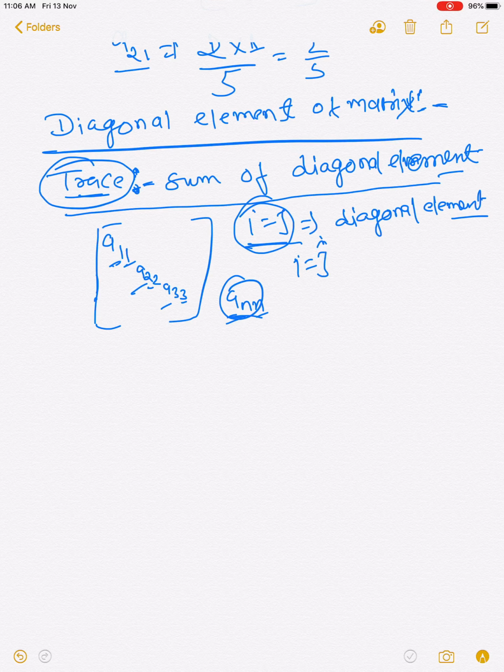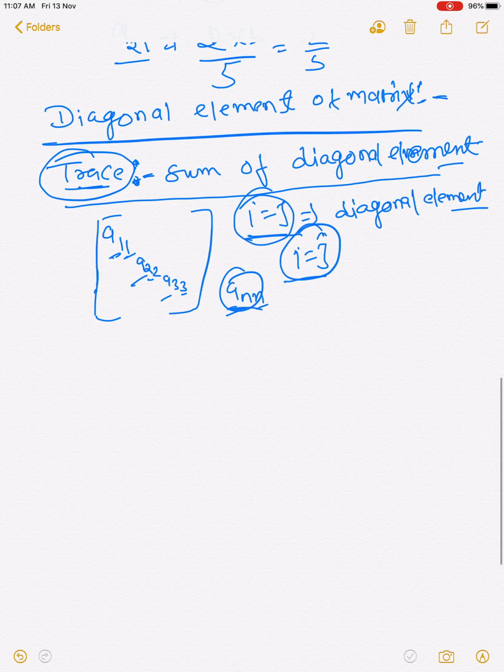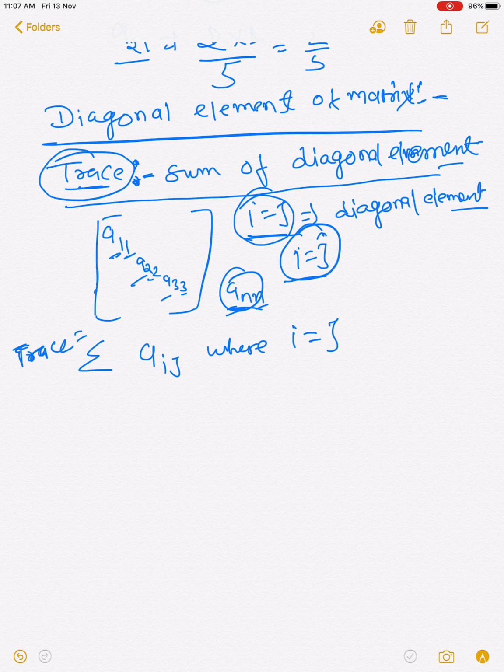You have to only take care of this one. You have to check: is it i equal to j? If yes, then say that is the diagonal element. And the summation of these, that means the summation of a_ij where i equal to j, is the trace. Trace equal to the summation of a_ij where i equal to j. This is the denotation of trace.